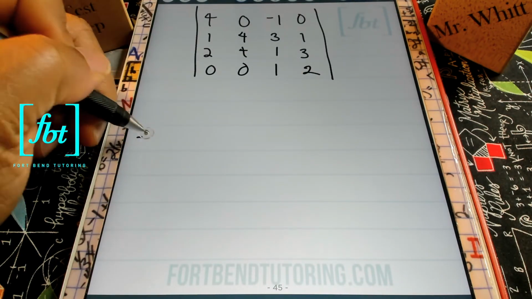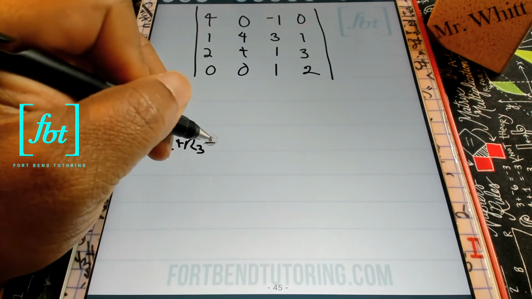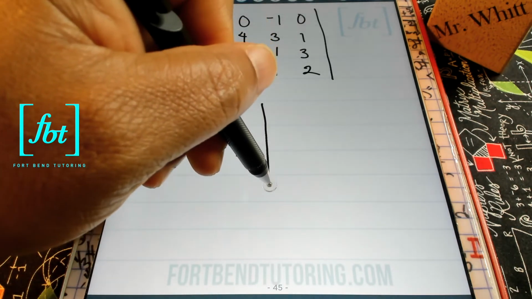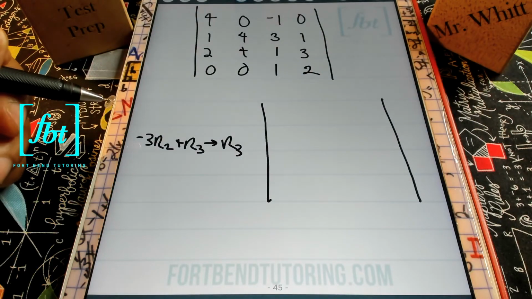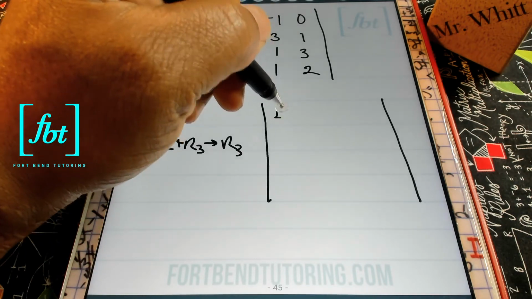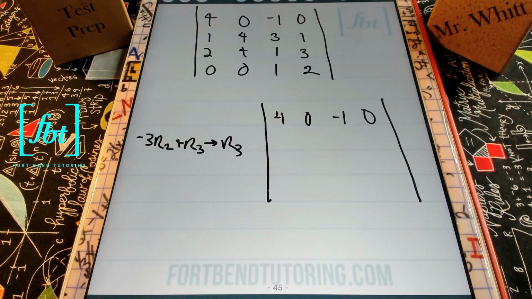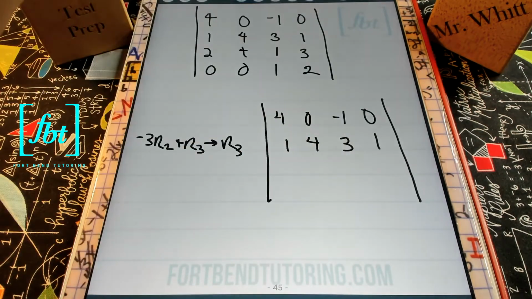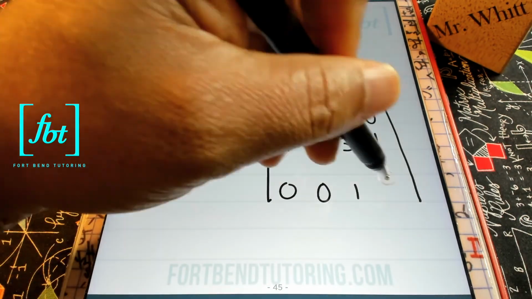Next, we'll be taking negative 3 times row 2 plus row 3 and placing the result in row 3. We'll be bringing down rows 1, 2, and 4 as they go unchanged. I'll have 4, 0, negative 1, and 0. And I'll also have 1, 4, 3, 1. And then the fourth row is 0, 0, 1, 2.